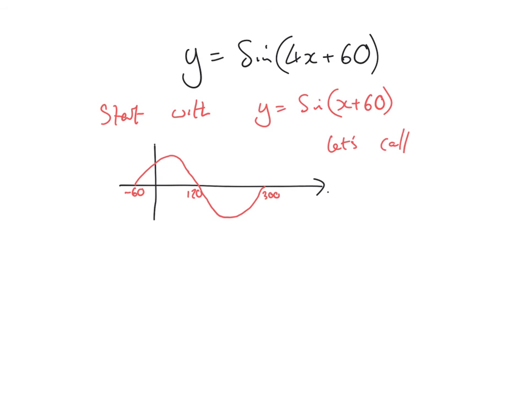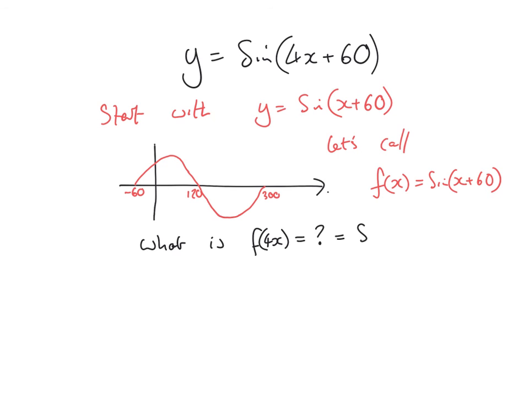And we're thinking this is f of x. This is y equals f of x. So f of x is equal to sine of x plus 60. And now to create the graph that we want, f of 4x. And if we do that, f of 4x, you can see I'm replacing x with 4x, and it gives me sine 4x plus 60. So now I divide everything by 4.